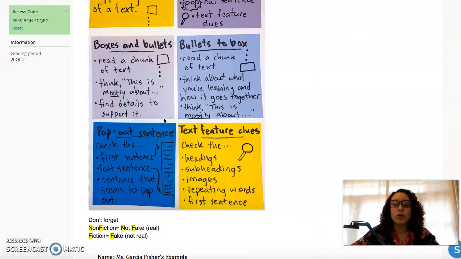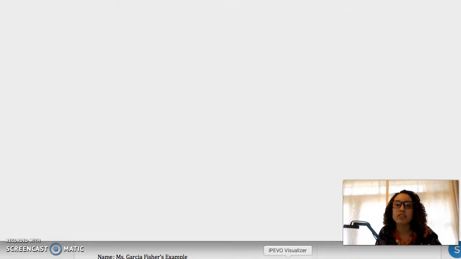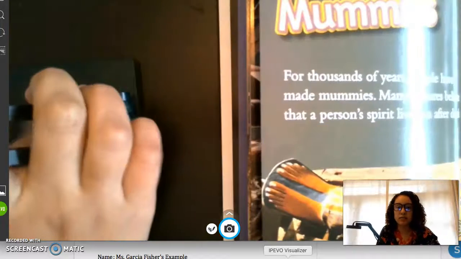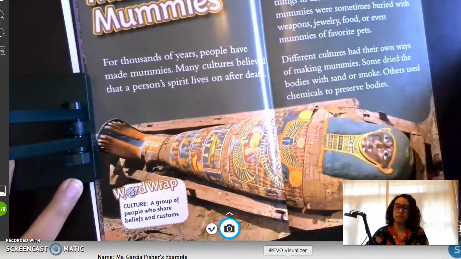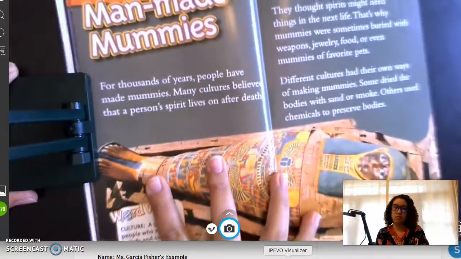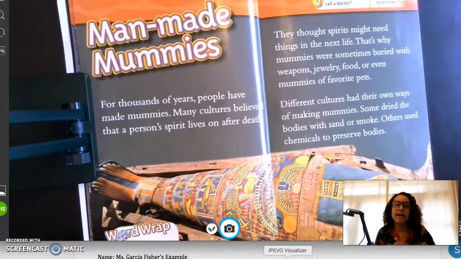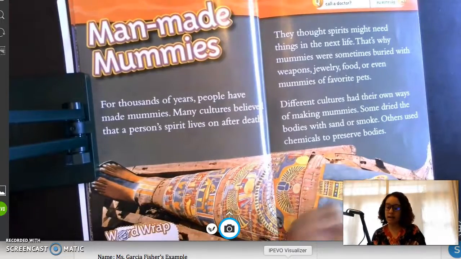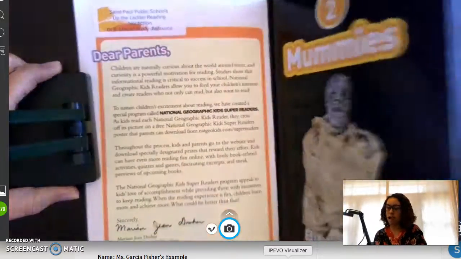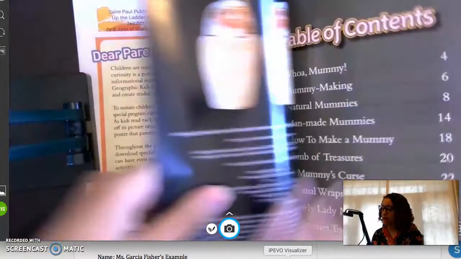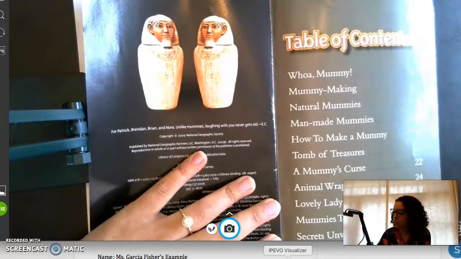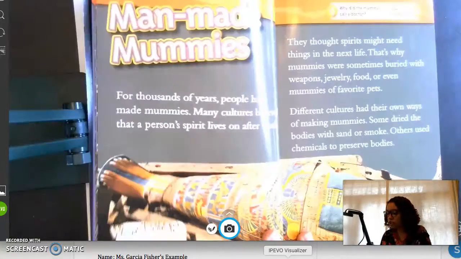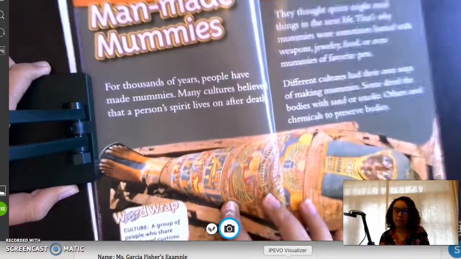But let me go ahead and show you a part of our mummy book that we were reviewing yesterday and how we could use that for today's work. So just give me one second to get situated. When we're looking at this section for man-made mummies, remember this is just a chunk of the text. If we're looking at the table of contents, it would help us get a better idea of everything going on. Right here we can see lots of different sections that take place, a large text, but we're just going to focus on one part, and that's the man-made mummies section.